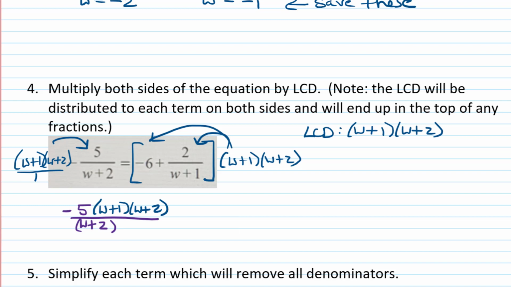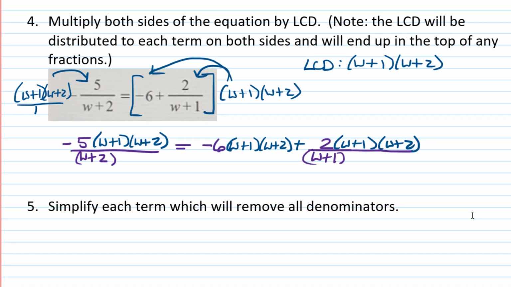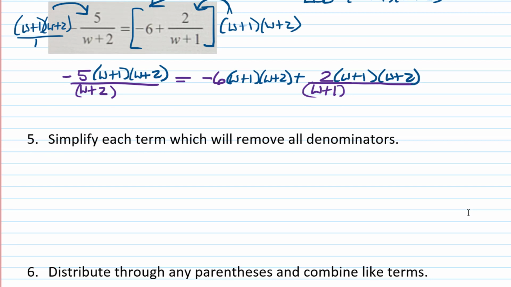And on the right, we're going to have negative 6 times w plus 1 times w plus 2 plus 2 times w plus 1 times w plus 2 over w plus 1. Now the reason we multiply on both sides by the LCD instead of using the LCD to get common denominators for all the fractions is because we see the next step getting rid of all of the fractions that were in the equation, which makes things easier for us.